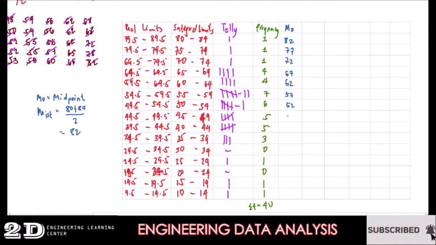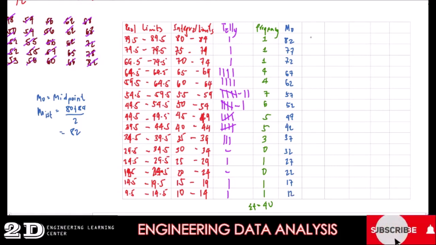Then we have 47, 42, 37, 32, 27, 22. Then I believe this is 17, and the last one will be 12. Okay, so that is how you are going to get the midpoint.